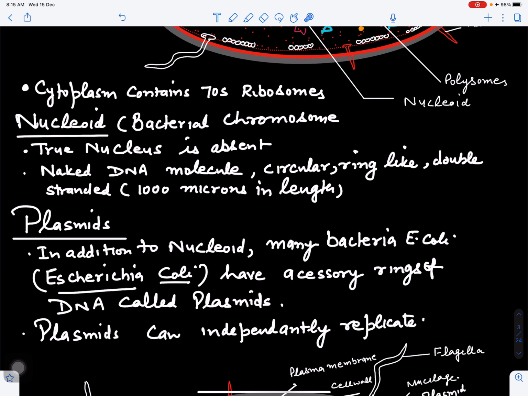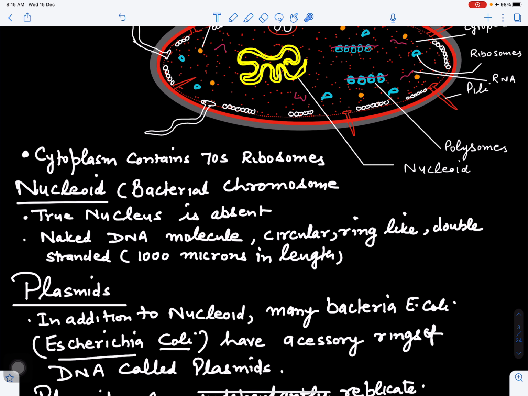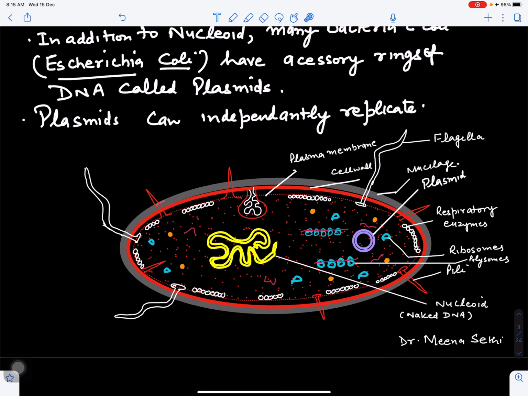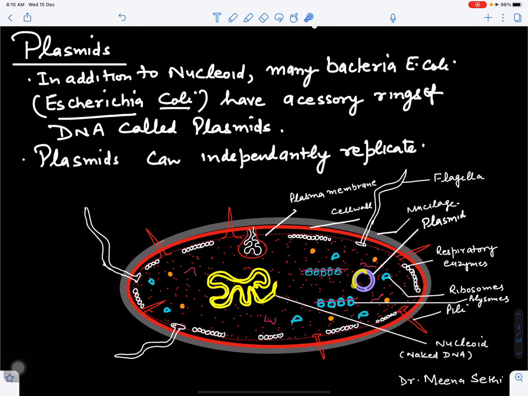Sometimes, in addition to the nucleoid, there is another DNA material present in the bacteria. This is called a plasmid. We can see this is extra-chromosomal DNA. This is called a plasmid. This plasmid will have its own origin of replication, meaning it will replicate independently. It is not dependent on replication of the DNA of the nucleoid. Due to this property, the plasmid is also used in many experiments of genetic engineering. So these are extra-chromosomal DNA present in addition to the nucleoid. Mostly in Escherichia coli they are present.